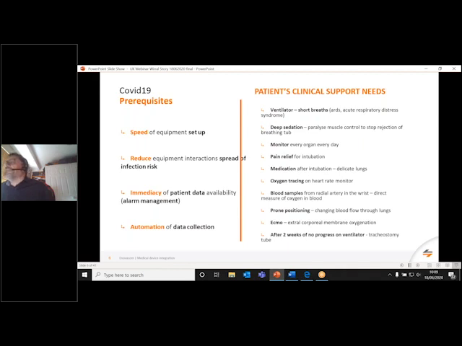On the left-hand side of the screen, I listed the main points Sarah raised. She told me it was extremely important to be able to quickly set up the equipment and that patient data availability needed to be immediate. Being able to communicate with other colleagues, both upstream and downstream, to smooth out patient flow, realizing every second would count. The team needed to ensure they had as little interaction with equipment as possible to avoid any unnecessary spread of the infection, both in the unit and throughout the hospital.